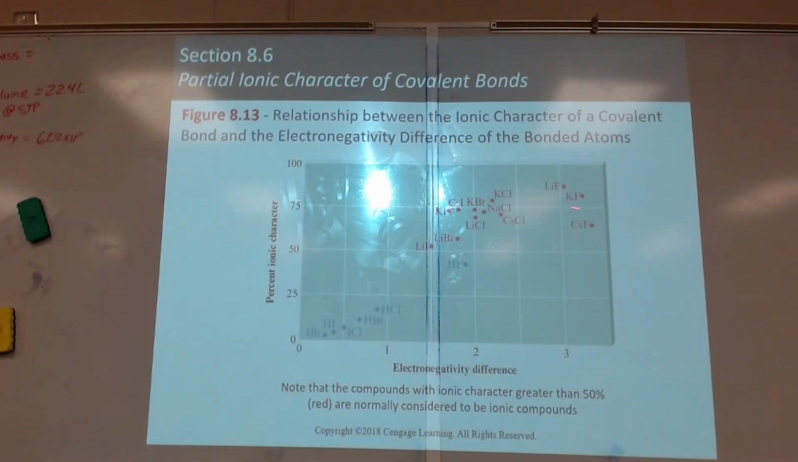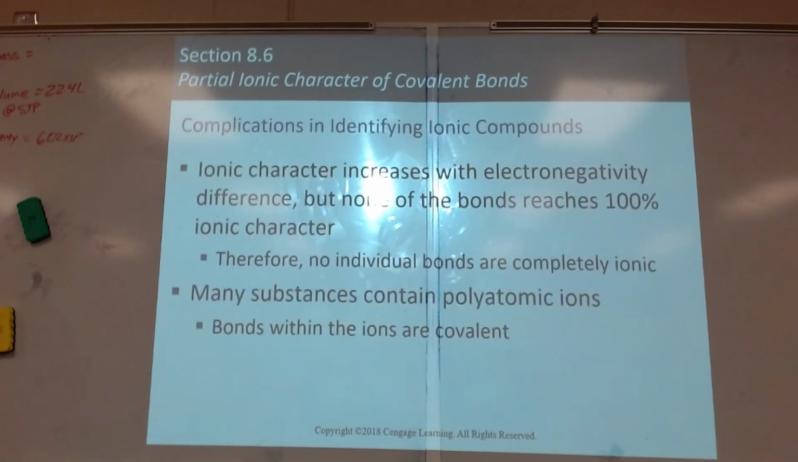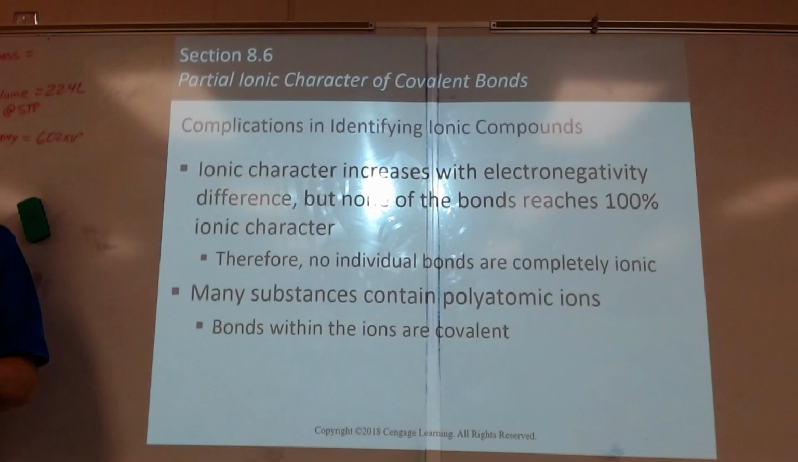And you notice the differences here. These are all metals and nonmetals, right? And these are all nonmetals, except for our good friend hydrogen, who likes to be its own. Okay? Ionic character increases with these electronegativity differences, but none of these bonds are actually 100% ionic. So we never talk about individual bonds as being completely ionic. Y'all good?